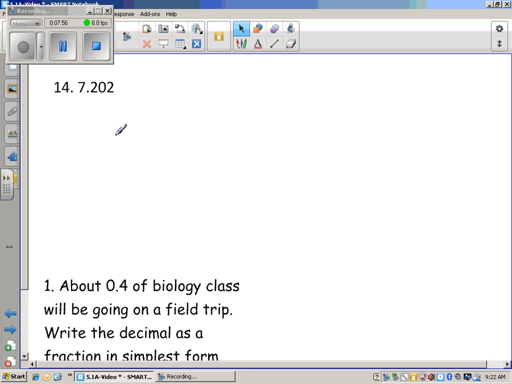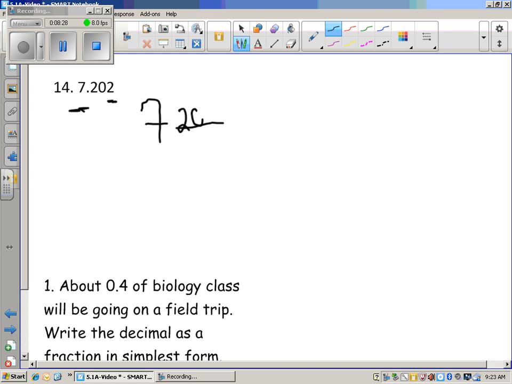Number 14, 7.202. So again, the number in front of the decimal, which is 7, is going to be my whole number. And then my fraction, the last place of the decimal is in the thousands place, so it's going to be 202 over 1,000.